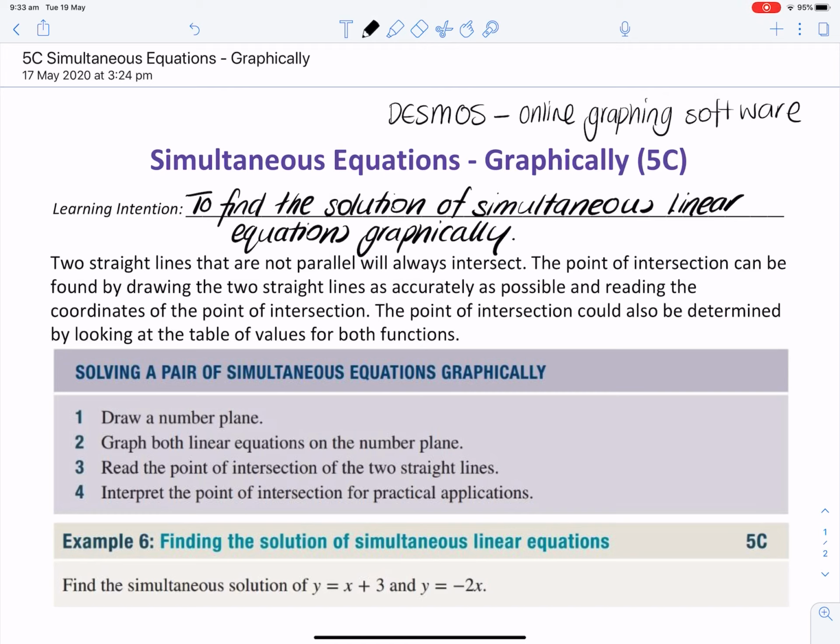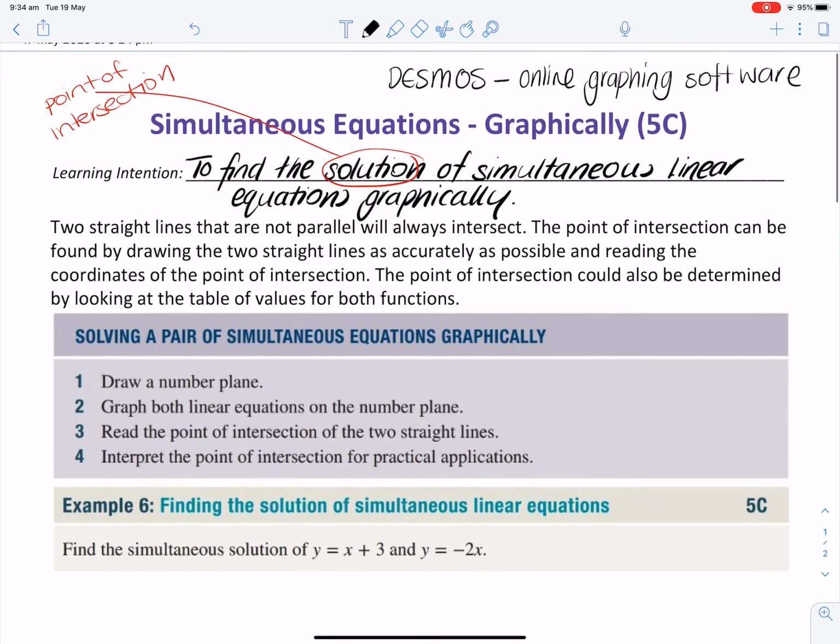Now the learning intention for today is to find the solution of simultaneous linear equations graphically. When you're finding a solution, you're finding the point of intersection. That is the whole point of this. You're finding out where those two equations cross.